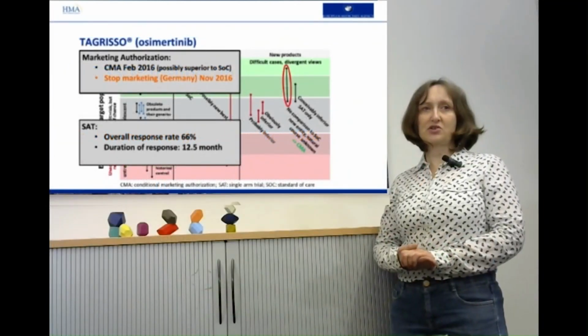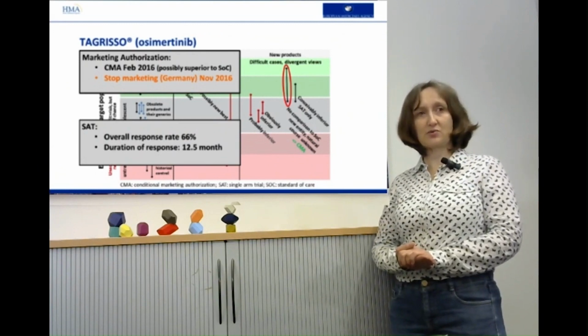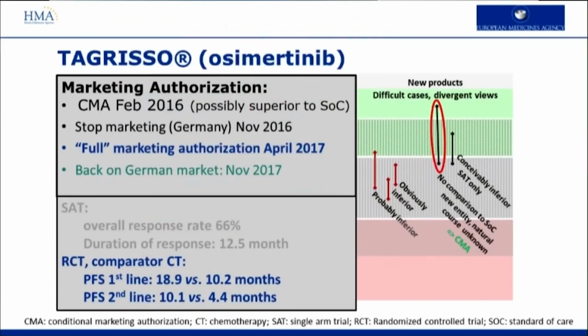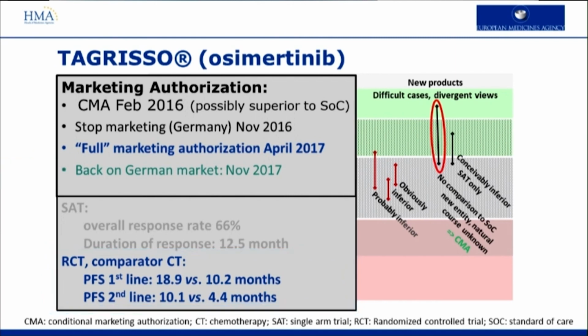But one of the four conditions is that the comprehensive data will be available after the marketing authorization. And for Tagrisso, the data from the single-arm trial, when completed by PFS data from an RCT, results that confirmed the clear superiority to the standard of care. This was enough to switch to full marketing authorization 14 months after conditional marketing authorization, and in the end brought Tagrisso back for the German patients too. A textbook example for a positive development.